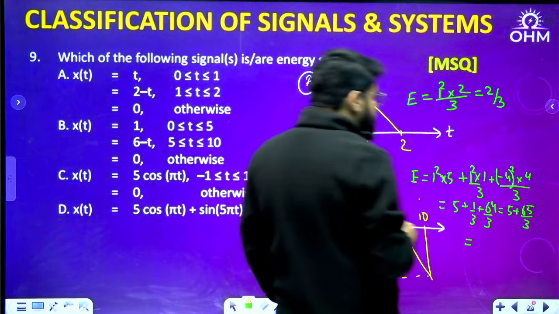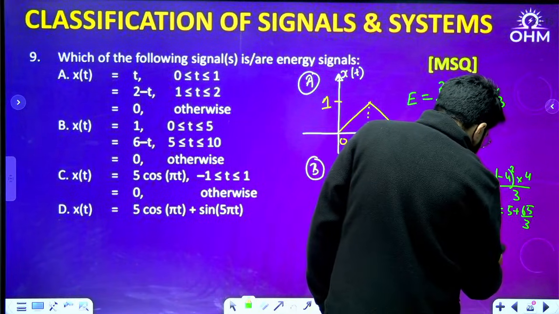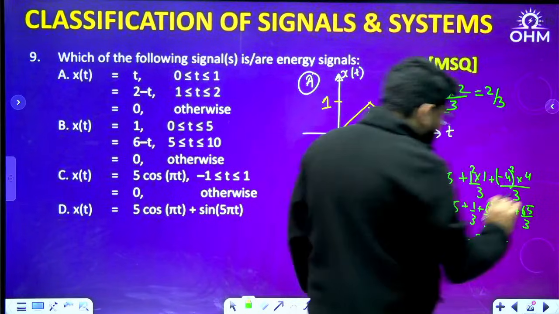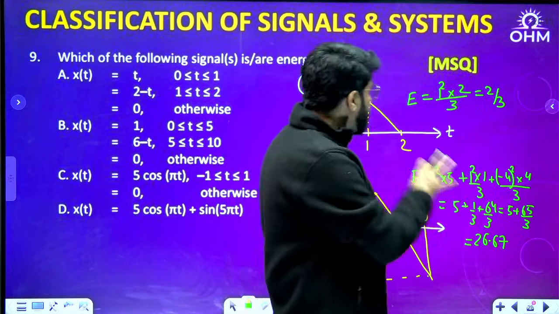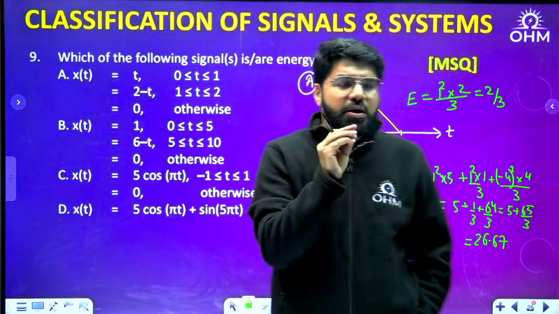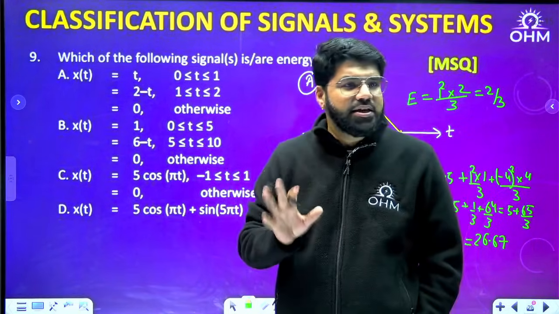Okay, so that is how much actually? 65 by 3, 21.67. So total 26.67. Okay, finite energy. Just for the understanding, I have done the calculation. Otherwise, if you see a finite duration bounded signal, it is an energy signal. The question is only asking whether the signal is an energy signal or not.